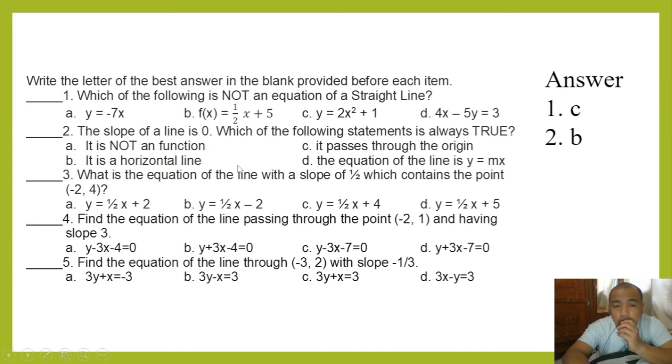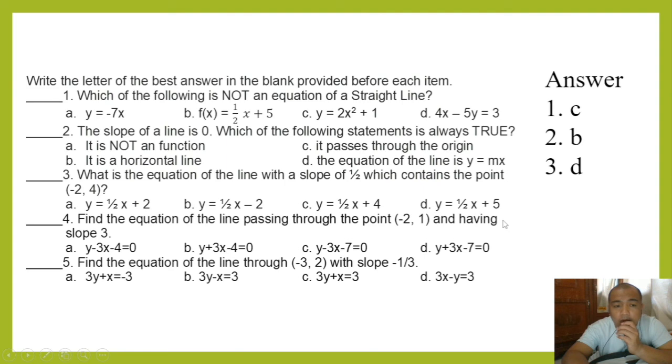Number 3. What is the equation of the line with slope 1 half which contains the point negative 2, 4? The given is a slope and a point, so you're going to use the point slope form of the equation of a straight line, and from the given choices, transform it to slope intercept form, y equals mx plus b, not ax plus by equals c. So what's your answer, class? Answer is letter D, y equals 1 half x plus 5.